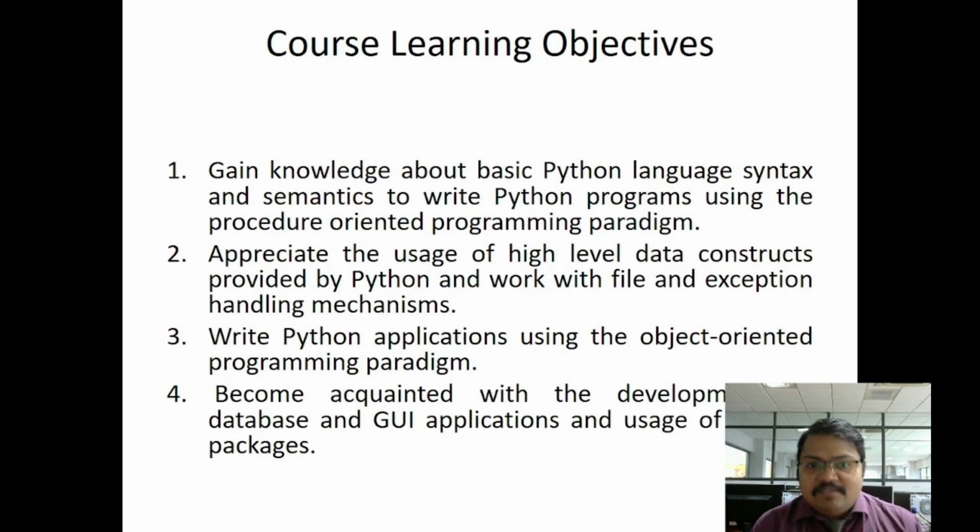The course learning objectives are to gain the knowledge about basic Python language syntax and semantics to write Python programs using the procedural oriented programming paradigm. Appreciate the use of high-level data constructs provided by Python and work with the file and exception handling mechanisms. Python applications using the object-oriented programming paradigm. Get acquainted with the development of database and GUI applications and usage of various packages.